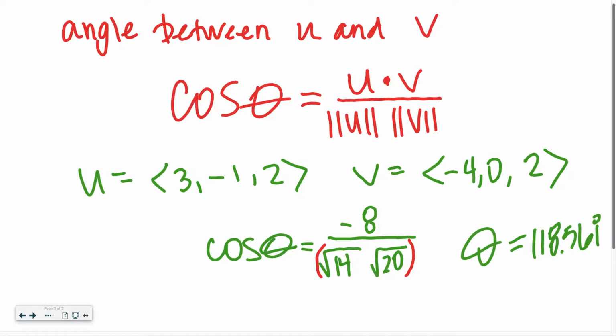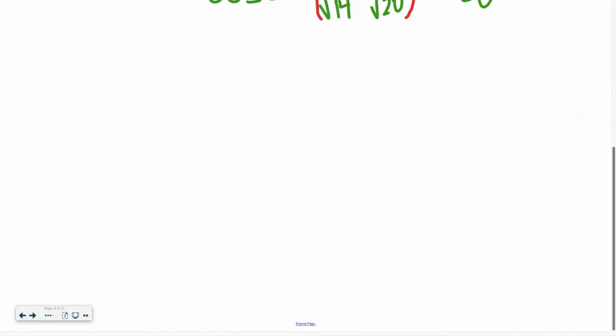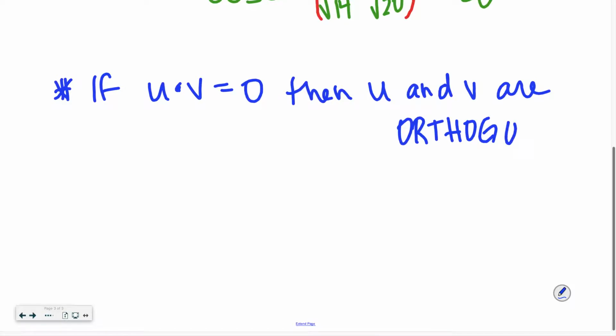So how does a fraction become 0? If its numerator is 0. So if our dot product is 0, then we say that our vectors are orthogonal, or in other words, they're perpendicular.